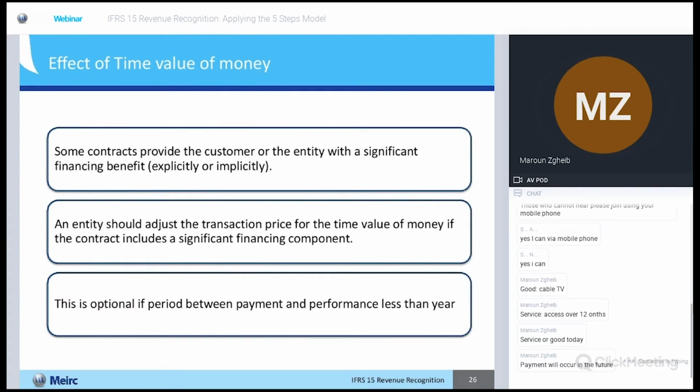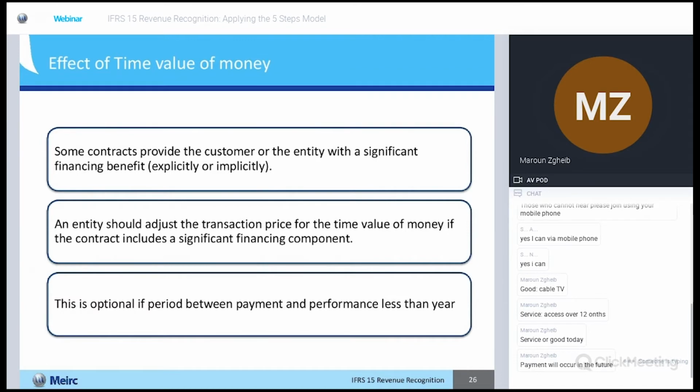So you are servicing the customer as a bank. You are dealing with the customer as if you are a financing party, and hence you are not only delivering to the customer the good or the service, but you are also delivering to the customer a financing component. And here we should recognize revenue based on the present value of the cash flows.